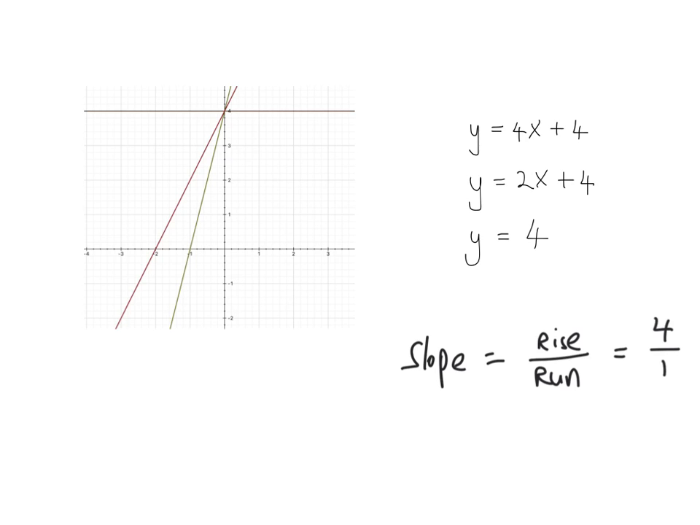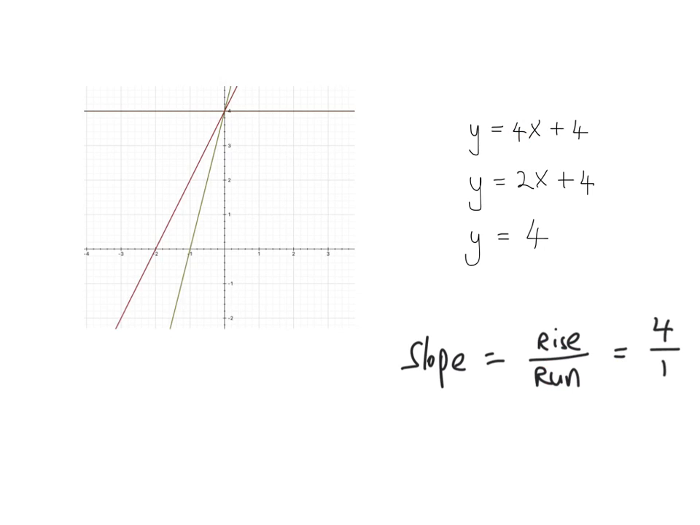So now let's have a look at the first equation. We notice that it has a slope of 4. Now remember, the slope is equal to the rise over the run. So if we change 4 to 4 over 1, we can figure out that the rise must be 4 and the run must be 1.